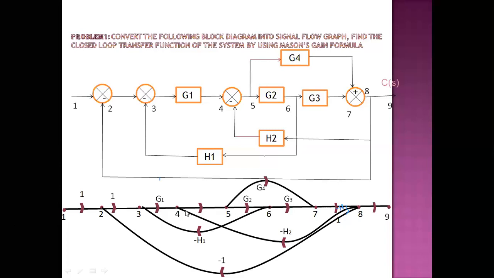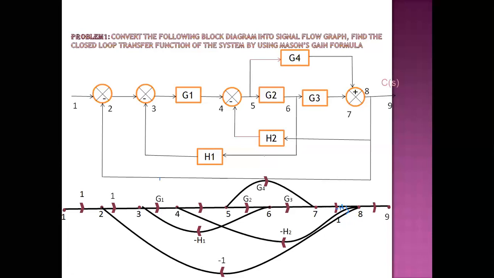Then considering again starting from node 4 through 5 and through this forward path it reaches 7, then again 8, then coming back to 4. This forms another loop. So this is the fourth loop. Then once again starting from node 2 and the signal flows through these branches and through G4 it reaches 7, 8 and coming back to 2. This forms another loop. So there are 5 individual loops in this problem.